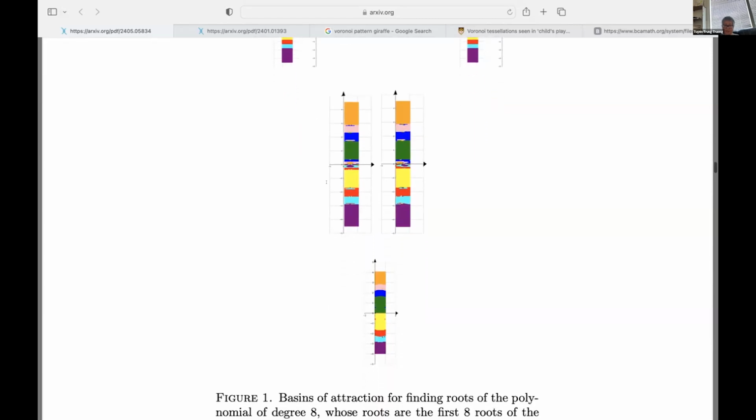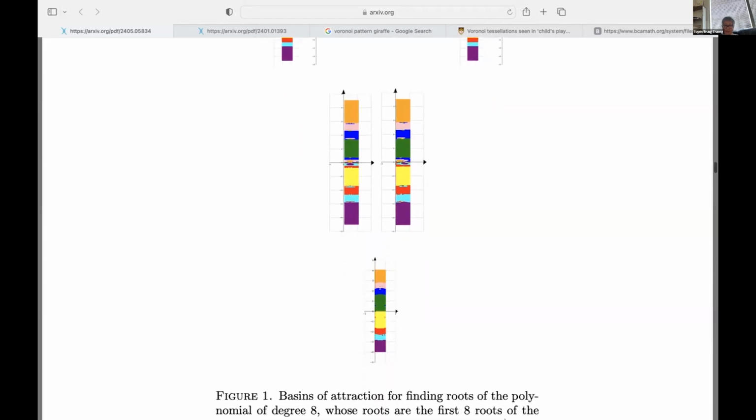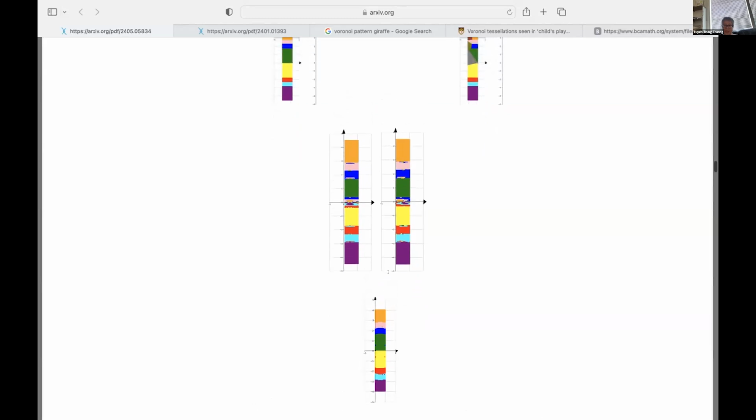And the first picture on the third line is what you see when you use the BNQN for a polynomial of degree 8 with the roots being these eight roots of the Riemann C function. And you see it's very similar.